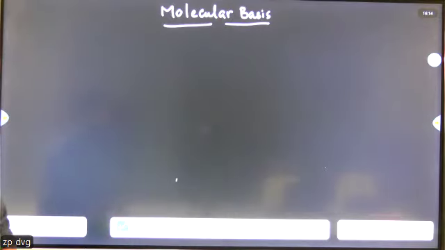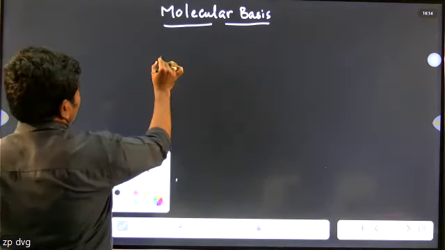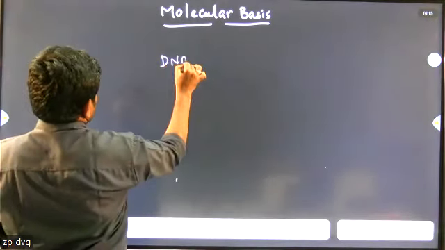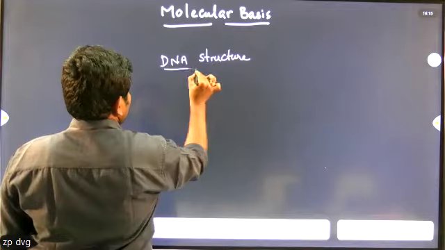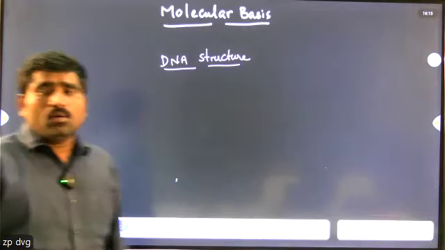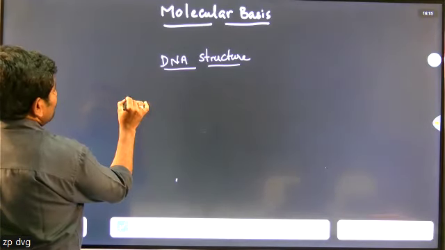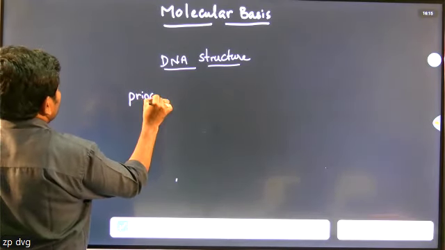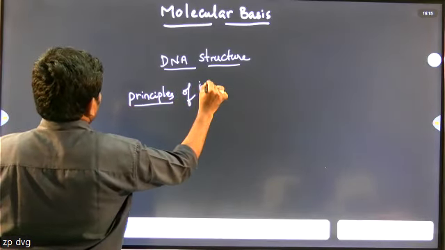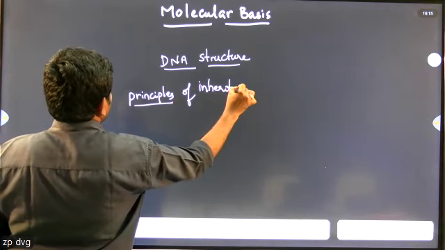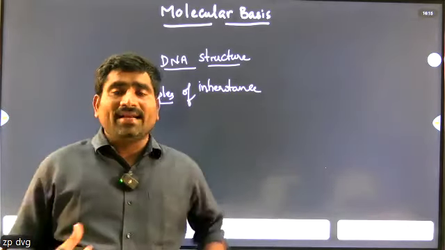Molecular basis of inheritance. In this topic, we will discuss DNA structure. DNA is also called a polynucleotide strand. In the previous subject, you might have studied principles of inheritance, how characters are inherited from one parent to children.